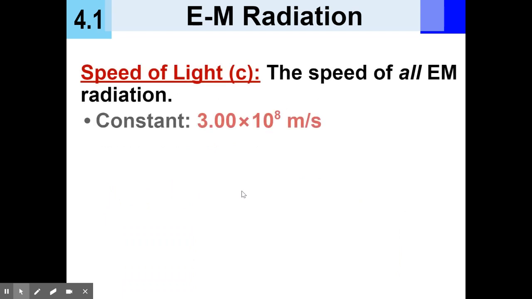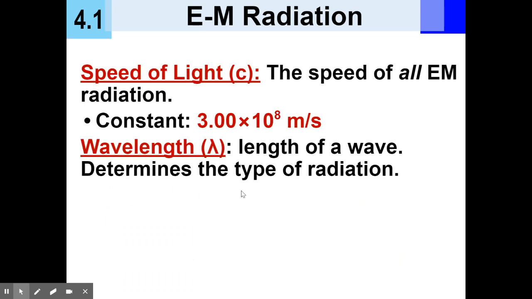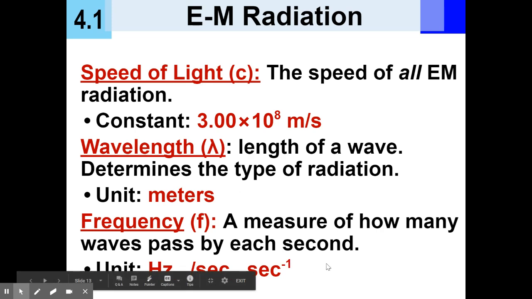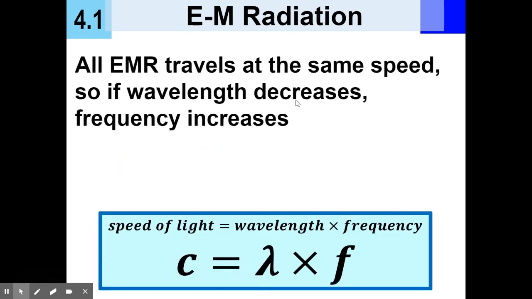Okay, so we're going to figure out the relationship between wavelength and frequency, and it's going to involve the speed of light, because all electromagnetic radiation travels the same speed. The speed of light is 3 times 10 to the 8th meters per second, 300 million meters every second. Light moves really fast. Then there's the wavelength, which is the length of an electromagnetic wave in meters, and then the frequency, how many waves pass by each second.